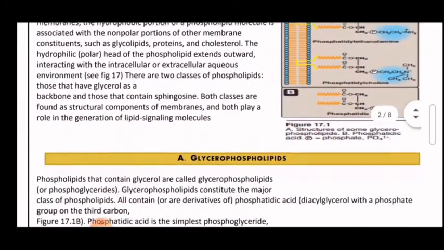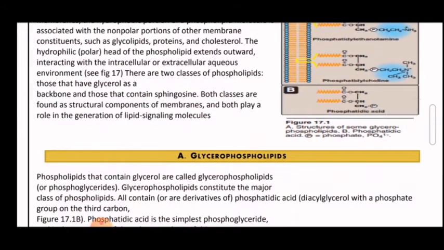As we said, there are two classes of phospholipids. According to the type of the backbone, we decide the type of phospholipid, so glycerol forms glycerophospholipid, and sphingosine forms sphingophospholipid. Both play a role in the generation of lipid signaling molecules.